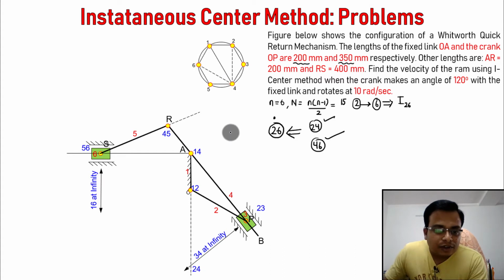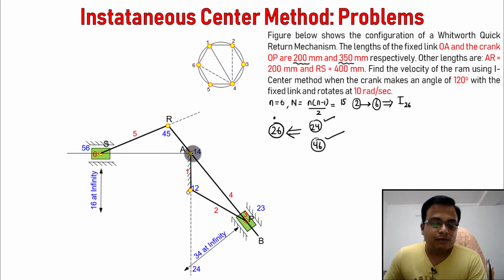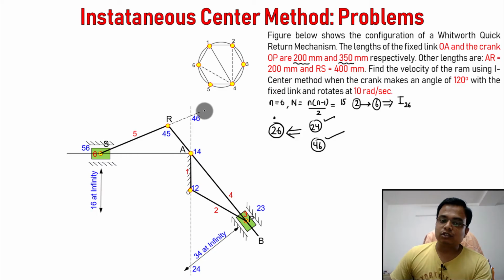Apart from that, 4 6 is also a part of 1 6 and 1 4. So where is 1 6? 1 6 is in a vertical, and this is 1 4. 1 6 is at infinity, by the way, so you cannot find it. So just make a vertical line through 1 4, and these two intersect somewhere here, and this is going to give you your eye center 4 6. That's it. So eye center 4 6 also has been located.